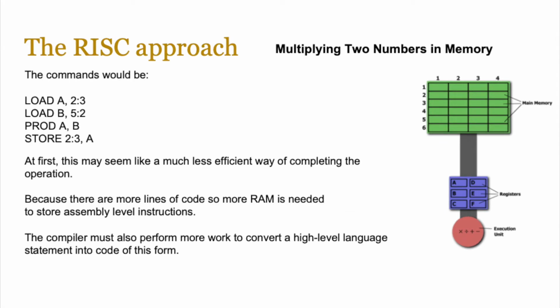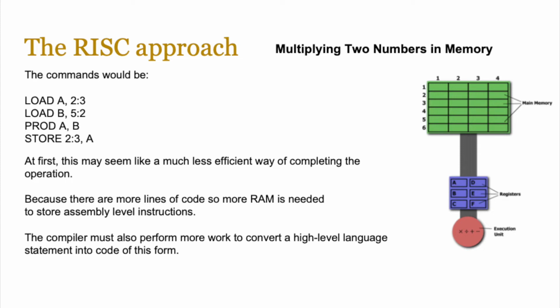So the program now becomes something like this. Load into A the value which is stored at 2:3, so LOAD A, 2:3. Similarly, LOAD B, 5:2. PROD A and B, because those 2 registers store those values from memory, and STORE whatever's in A into 2:3. So we've now got 4 instructions instead of that 1 instruction.